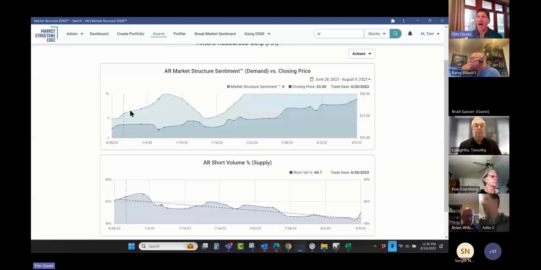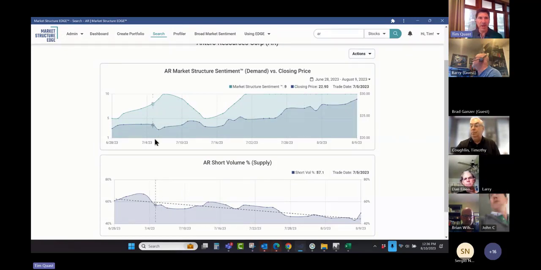And I got a note from somebody who said, I can't tell the difference between the two. We don't take that into account sometimes, and I thought, maybe we need to. So the one that always stays between 1 and 10 is market structure sentiment, which is demand. And the one that doesn't is the other one, which is SPY, or in this case, AR. If you look at broad sentiment, it's SPY. Here it's Antero Resources. And so that's closing price.